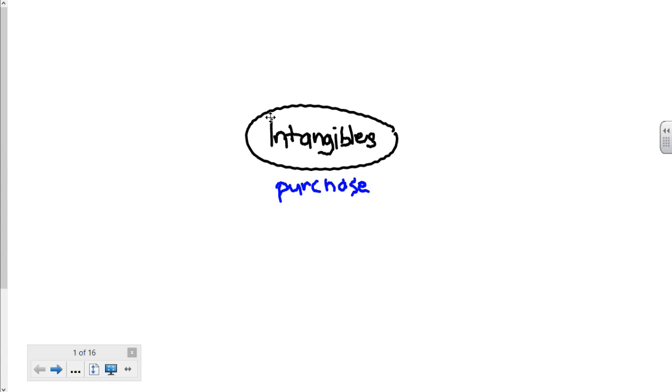We also have intangibles that we generate internally. So we can develop our own recipes, our own technologies. Those are intangibles. We also can acquire intangibles through government grants.